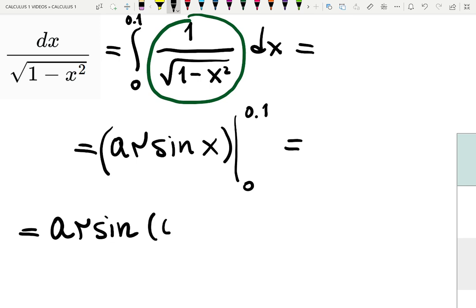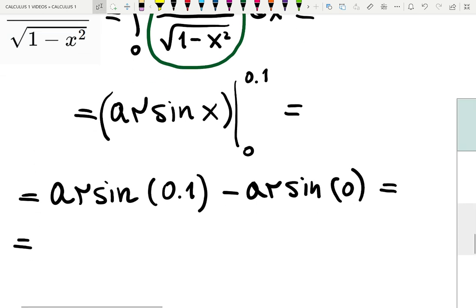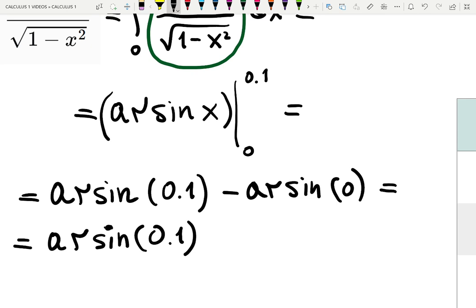Just substitute the upper limit of integration. Substitute the lower limit of integration, and find the difference between these two. Now you just need to remember what is arcsine of 0. And the answer will be, just keep it as it is, the exact answer. Arcsine of 0.1 minus what?